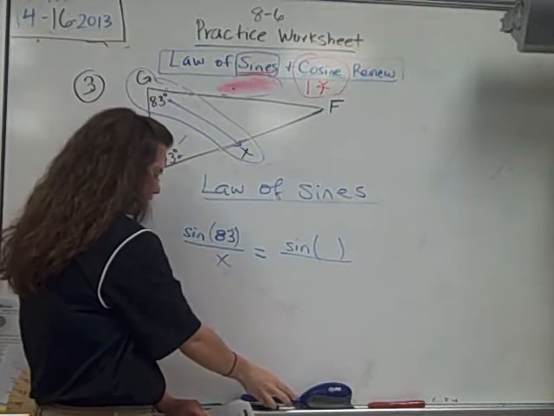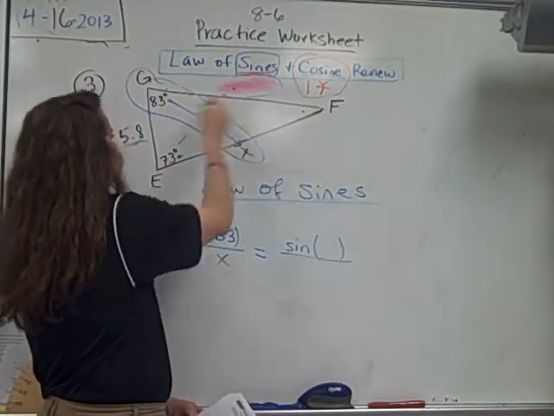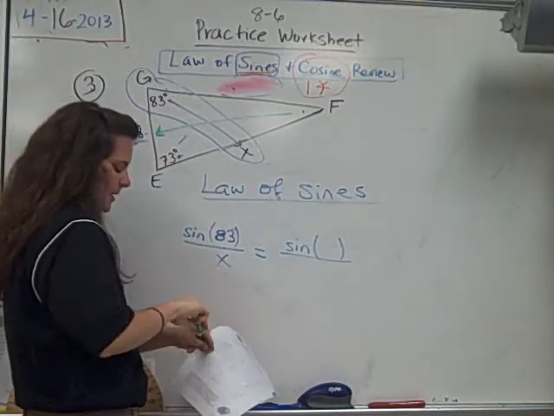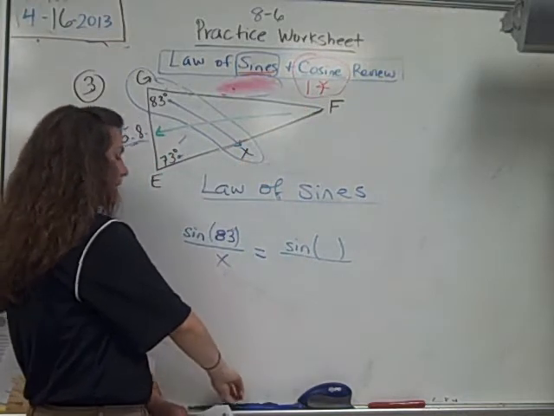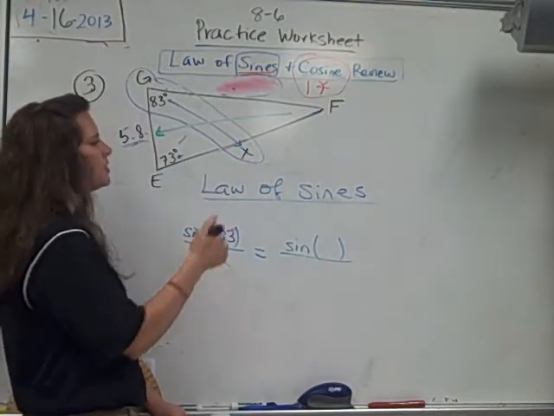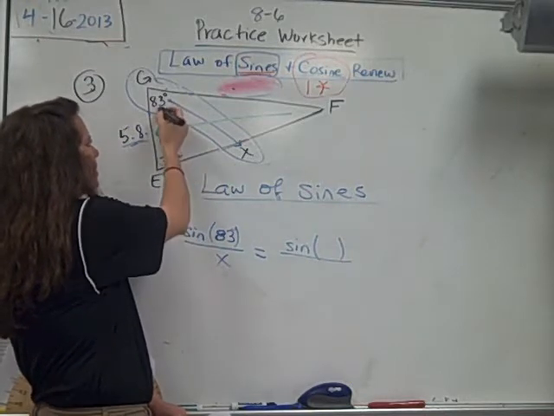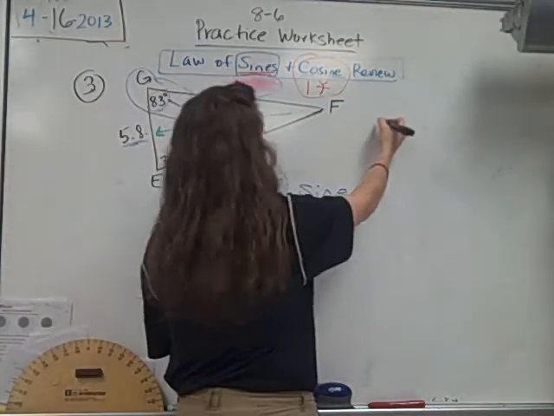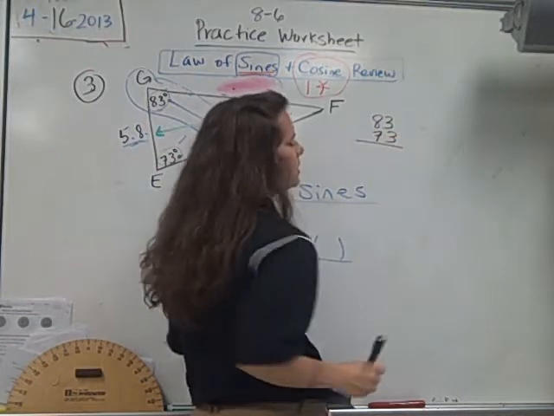Okay, so we've got to do a little bit of work right here. I need this angle that's opposite 5.8, because I can only use these together with their opposites. How are you going to find this angle? Well, use your knowledge of what you know about triangles. You have 73, you have 83. We can always find a third angle by adding those together and subtracting from 180. So let's do it.